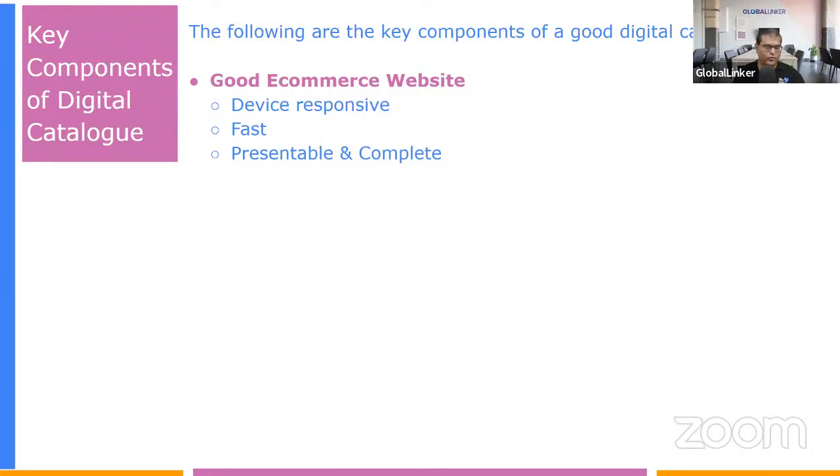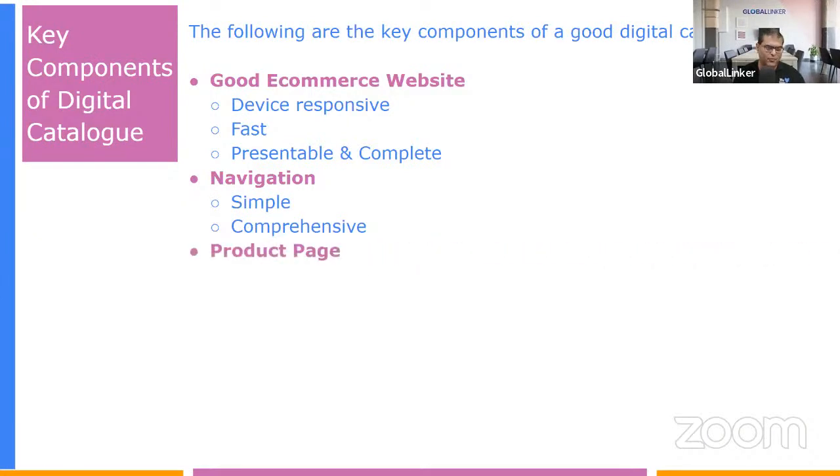The third point is it should be presentable and complete as well. What we have observed reviewing hundreds or thousands of websites is that there are a few key elements that get overlooked when people are creating a website, and they can have a significant impact on your conversions. So we'll also have a discussion around that. Now comes the next important aspect of a digital catalog, that is navigation. It should be simple and comprehensive. I'll be explaining these topics in detail in the coming slides.